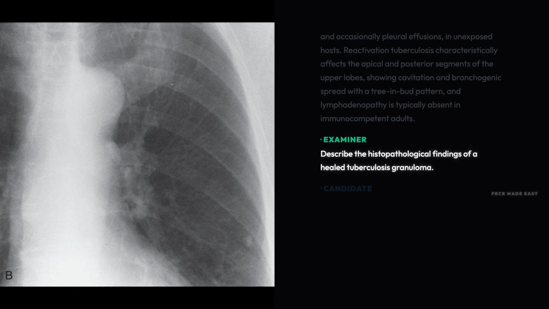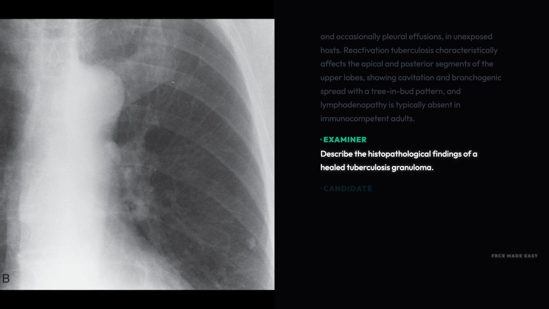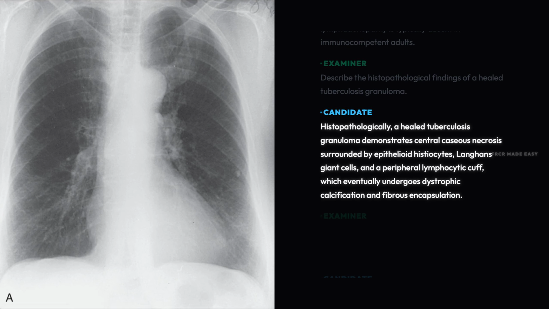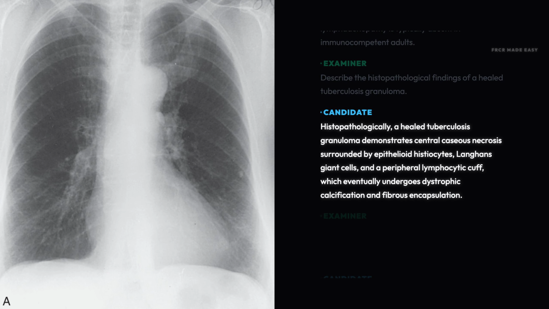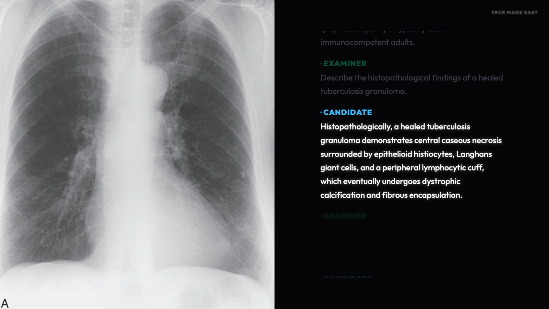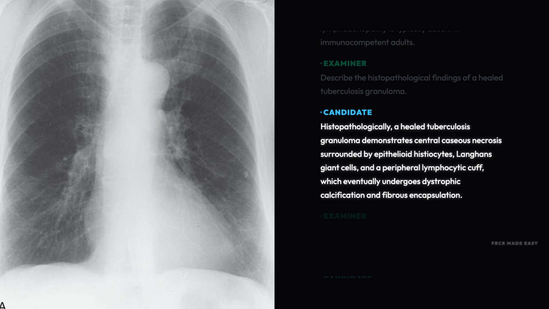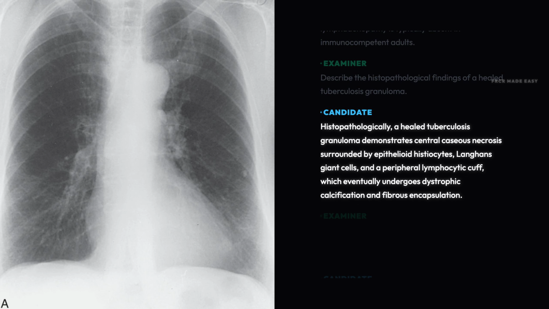Describe the histopathological findings of a healed tuberculosis granuloma. Histopathologically, a healed tuberculosis granuloma demonstrates central caseous necrosis, surrounded by epithelioid histiocytes, Langhans giant cells, and a peripheral lymphocytic cuff, which eventually undergoes dystrophic calcification and fibrous encapsulation.